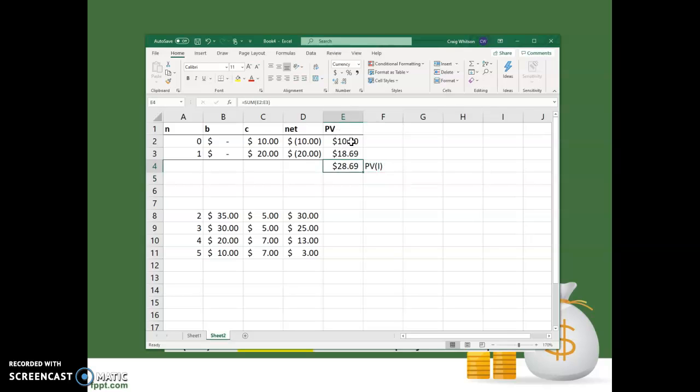Okay, and yeah, I suppose I could have made these negative, but I'm not really concerned about plus or minus. I'm going to be using this in a ratio. So just remember that this is an investment. This is a cost. Fine, I'll make this negative just to make sure that I'm clear that this is a cost. $28.69 is the present value of the investment cost.